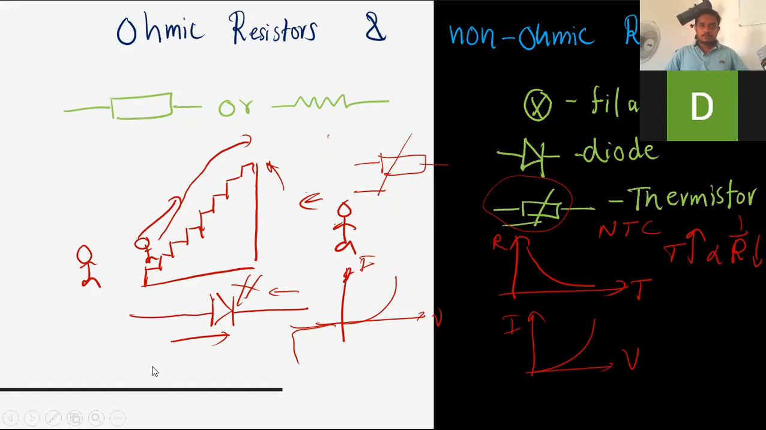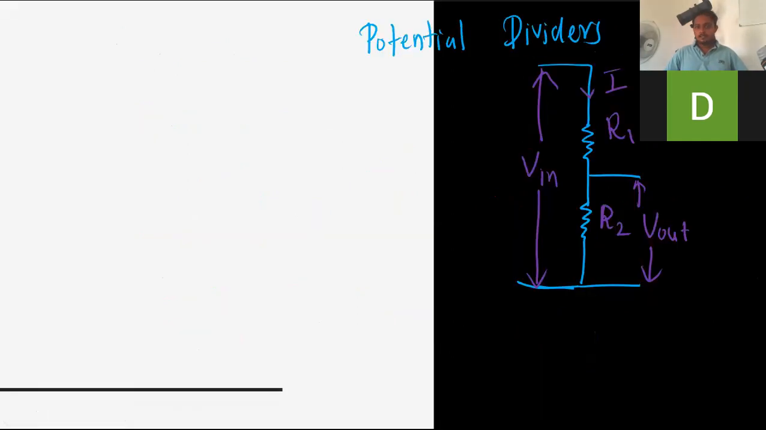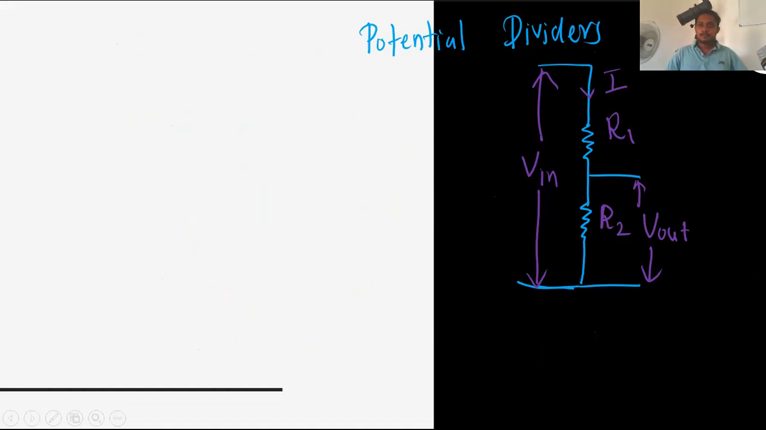After this, we are moving to the next part, which is potential dividers. Very important part. Now we are moving to the next part, very important part, which is potential dividers.